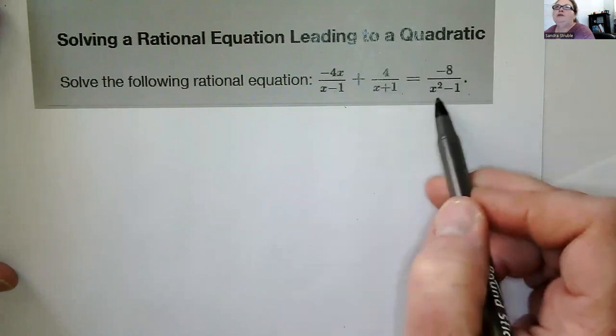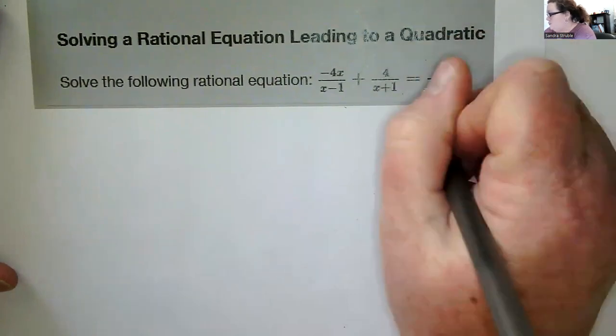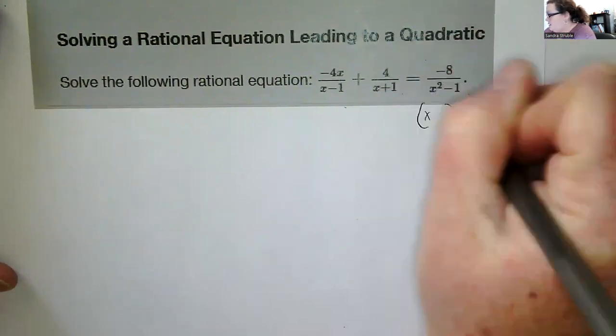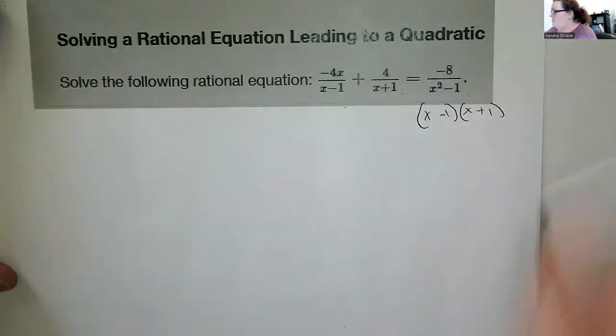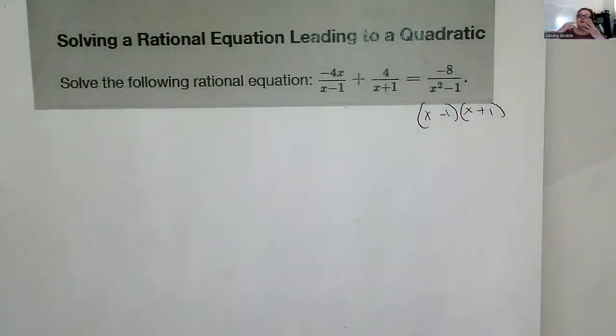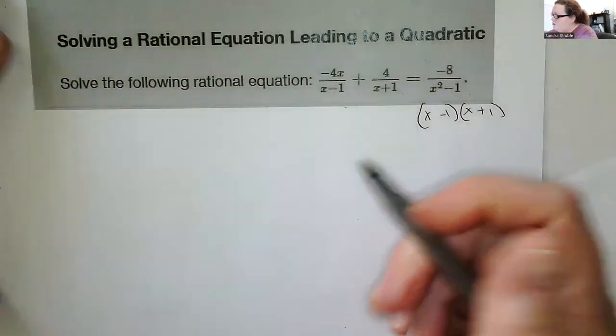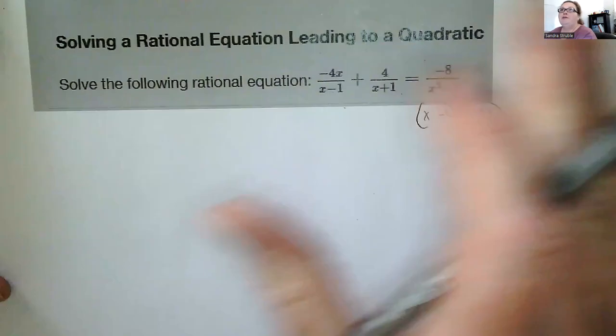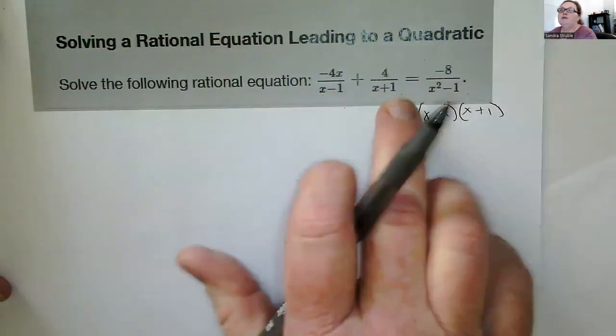First thing I see that I need to do is I need to factor this difference of two squares, x minus 1 and x plus 1, because I need to make sure that as I'm multiplying through and getting rid of my fractions here, I've taken care of ensuring that I have all of the factors that are making up the denominator. Okay. So what I'm going to be multiplying everything through by is x minus 1, x plus 1.